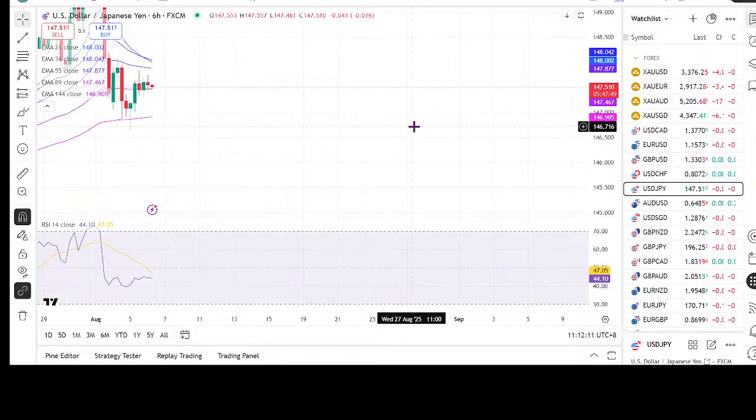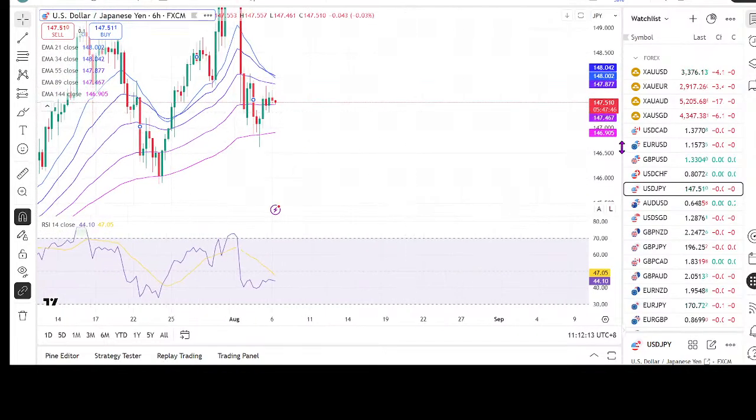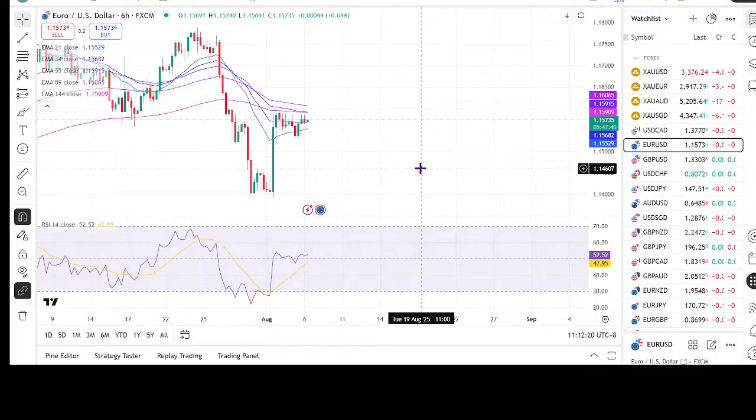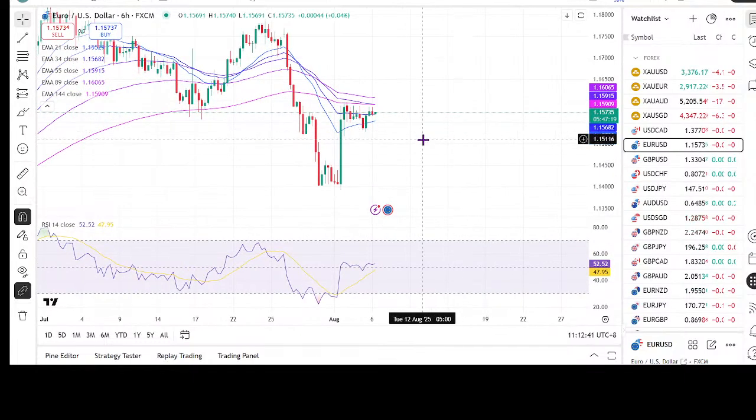Now, let's start off with euro, like what we used to do. Euro, then pound, dollar yen, Aussie, gold, then Bitcoin, and followed by indices. So now let's move on to the euro.